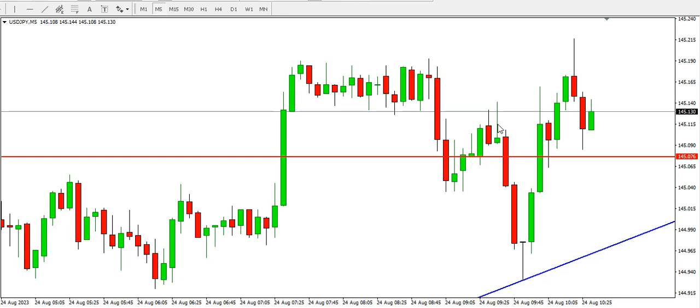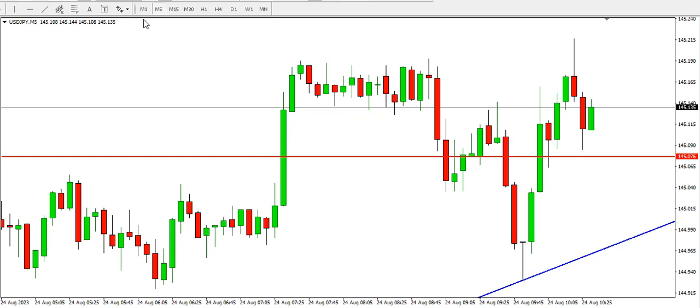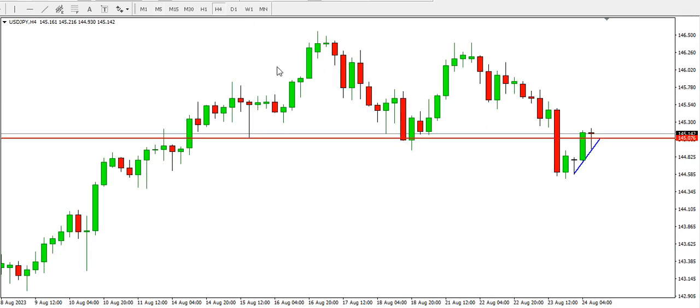What do we have? We have a range on the 5 minutes time frame. Okay, but the overall direction of USDJPY is bullish. We should not be deceived by the current pressure by the bears. The overall direction remains bullish. So that's that for today's video.